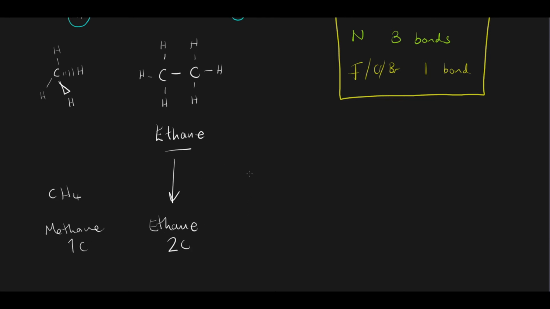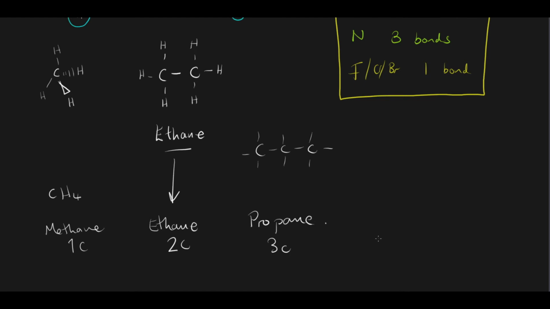The next one, if I go to 3 carbon atoms, and I'll just quickly draw it for you, would be C, C, C, and then hydrogens all the way around it. I'll not draw in all the hydrogens, but there are hydrogens on each of these bonds. This would be called propane.